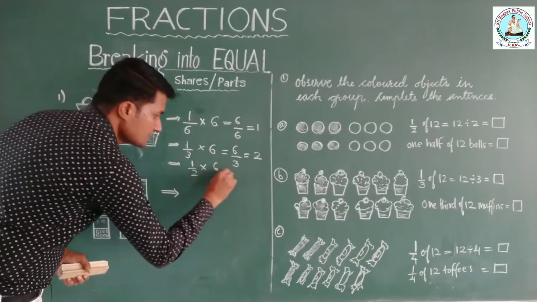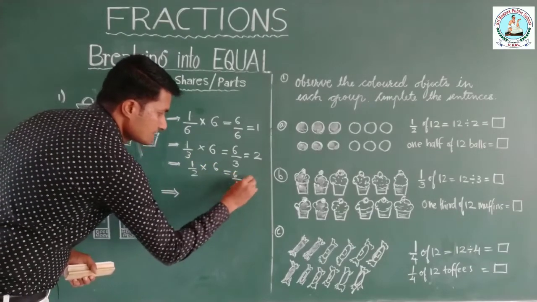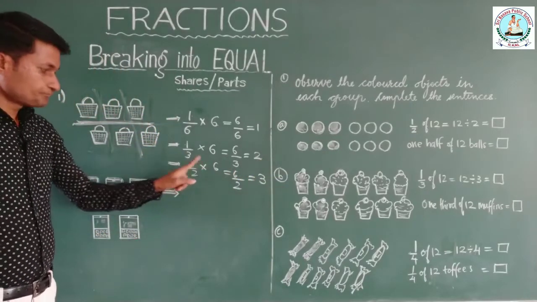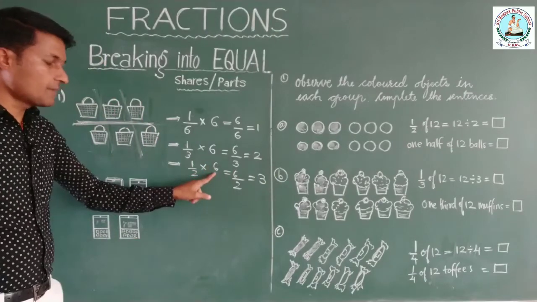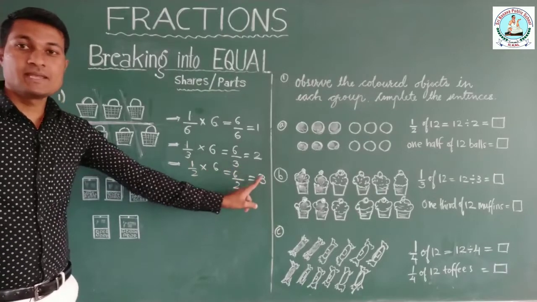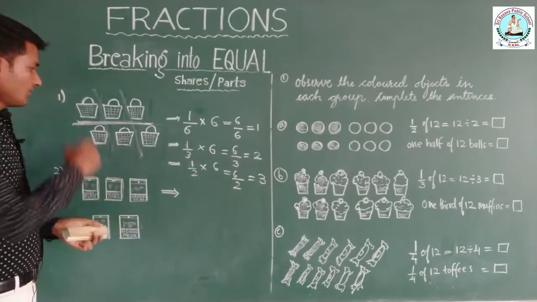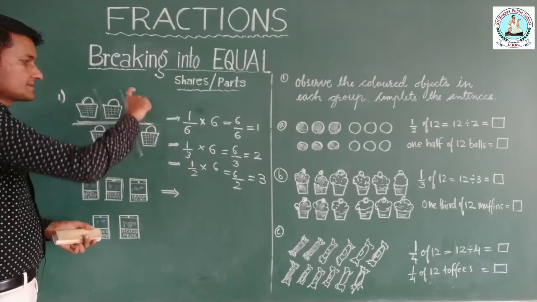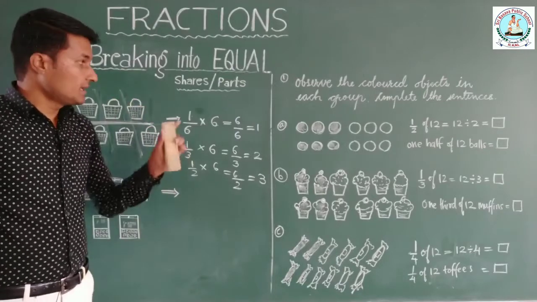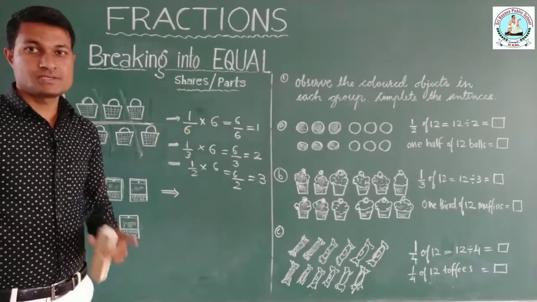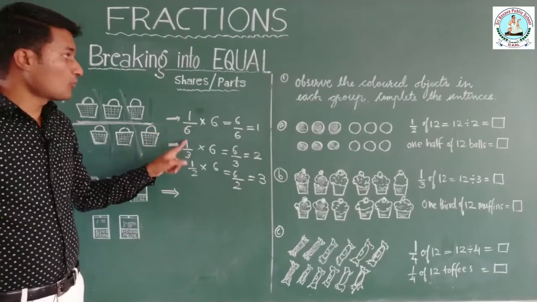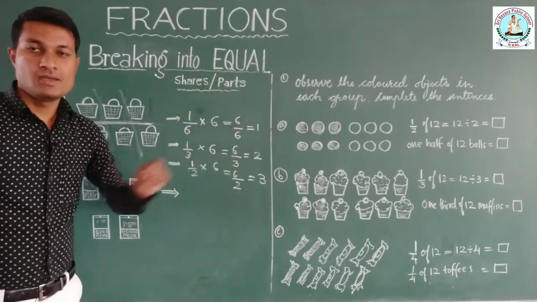So 6 times 1 is 6 and the 2 as it is, and 6 divided by 2 is how much? It is 3. So if I break 6 baskets into half, then I will get 3 baskets in each part. See here, 1, 2, 3, 1, 2, 3. This is the first part and this is the second part, and I got 3 baskets in each share. So like this, objects or items can be broken into equal parts in many ways.